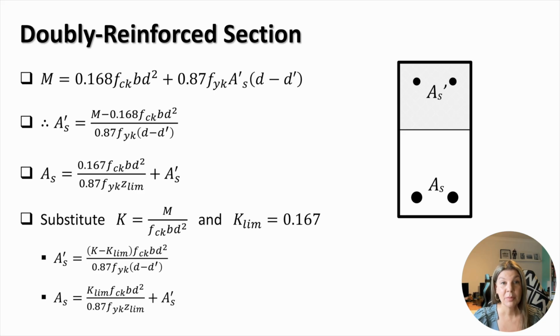When the applied bending moment is known, the area of the compression steel can be found as follows. Now the area of the bottom steel can be found from the equation obtained from the equilibrium of forces that we saw in the previous slide.